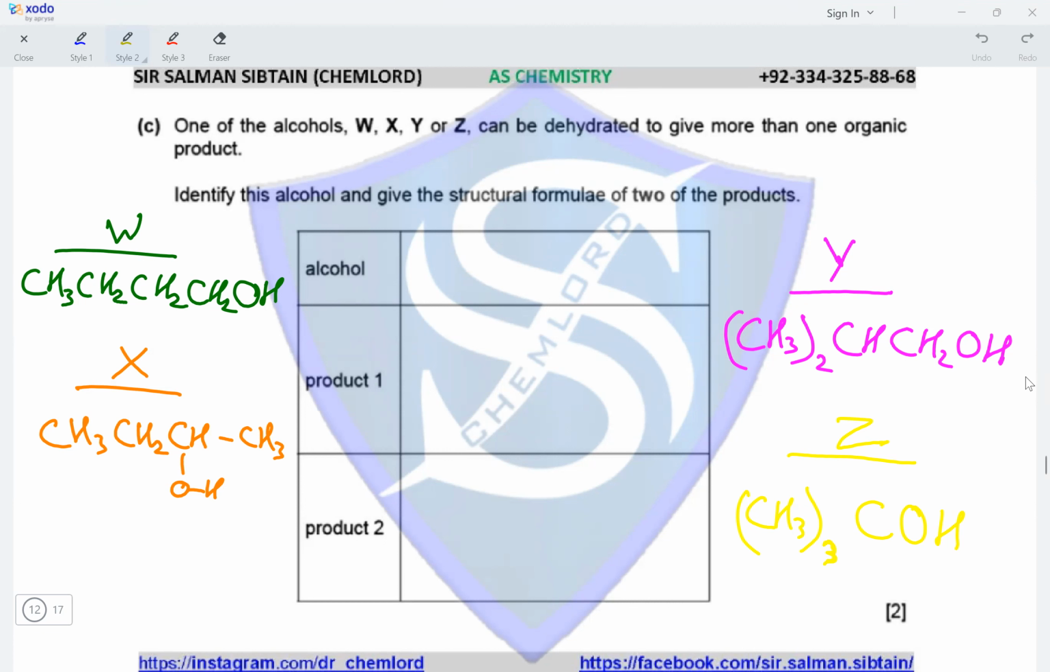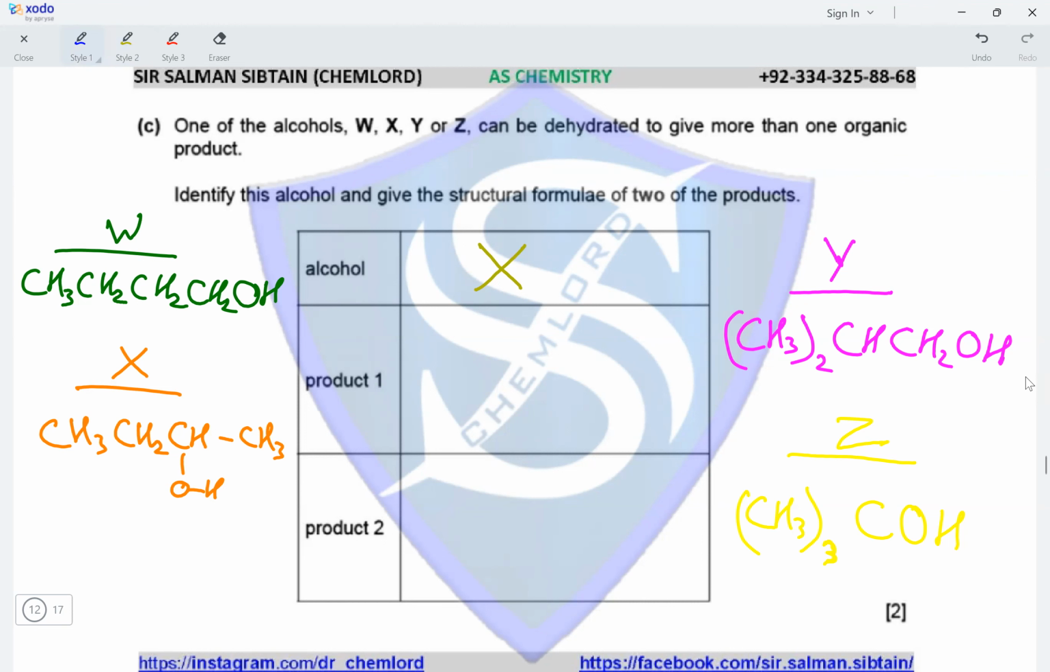Now, if X undergoes dehydration with the carbon atom on the extreme right, then we would have the double bond present between the first and the second carbon atom. And if it undergoes dehydration with the second carbon atom from the left, then the double bond would be present between the second and the third carbon atom. So these are two different products. So what we will do here is we'll write alcohol X is our alcohol which would form two products.